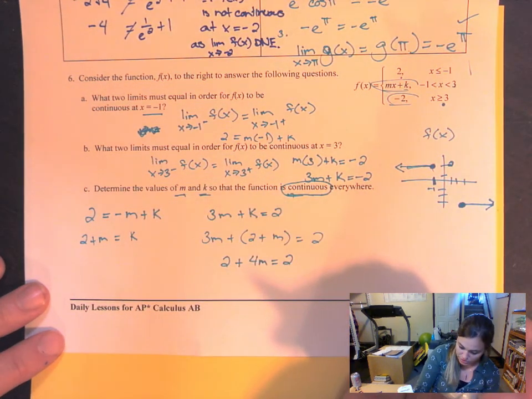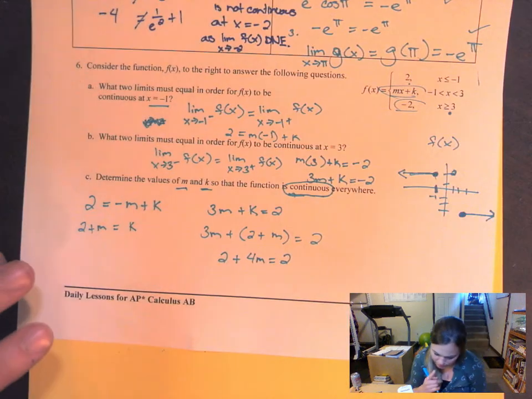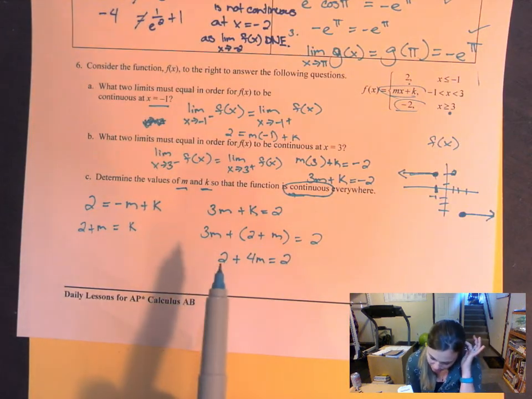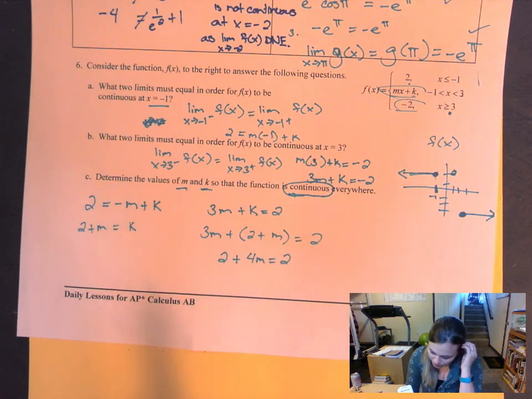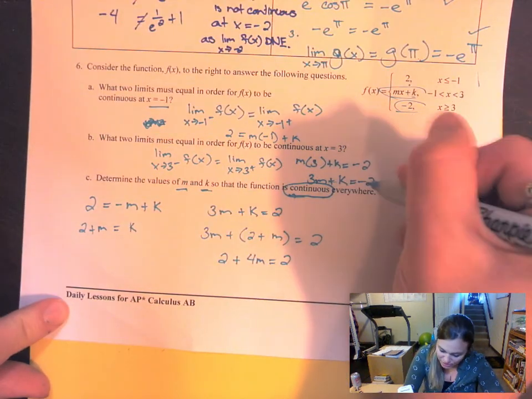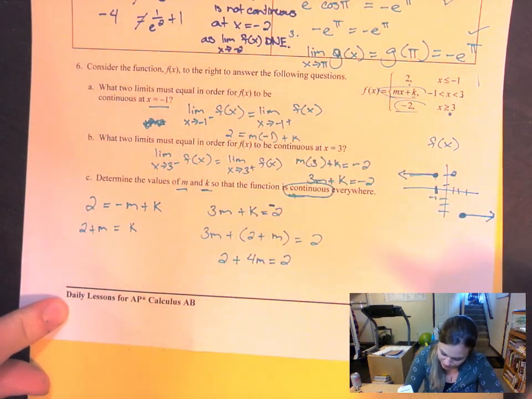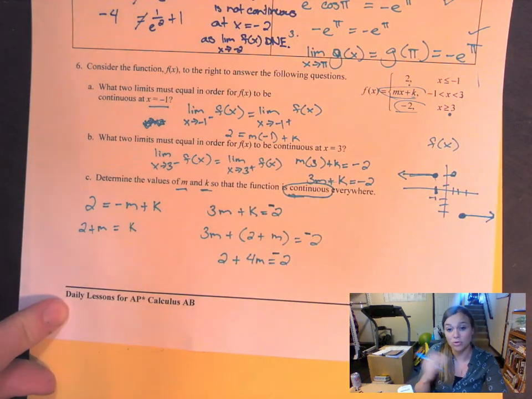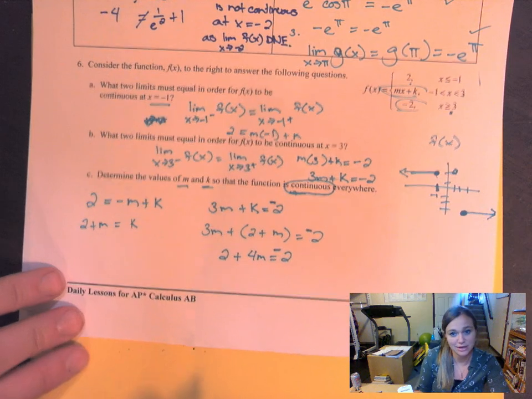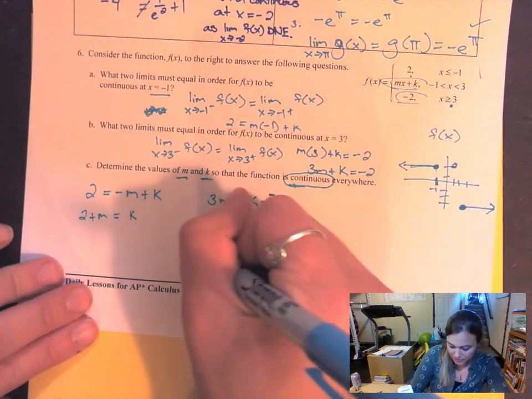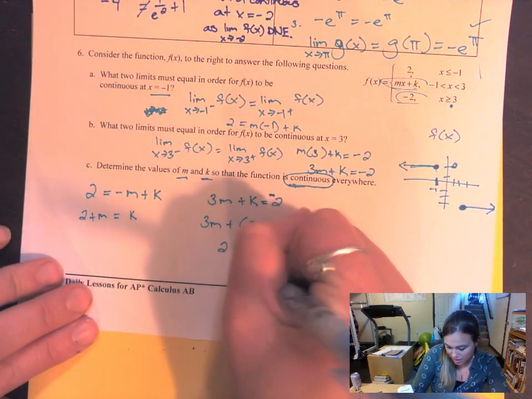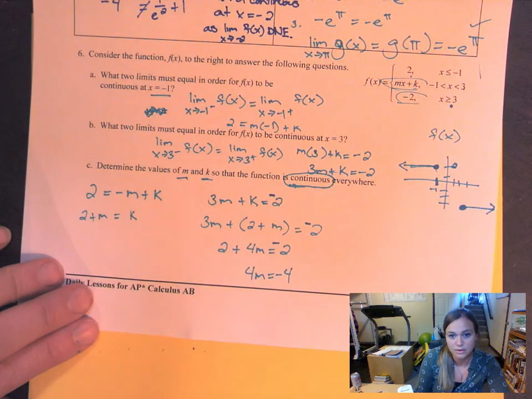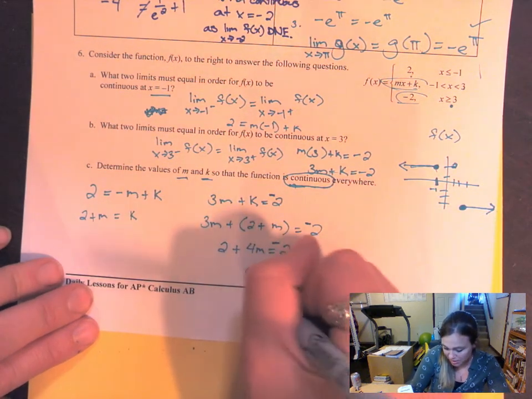I am going to make sure I didn't miss anything. Oh, haha, I did. 3m plus k was equal to negative 2. There we go. Lucky me, I had old me to look back to, and I just looked to see if I was getting the right answer, and so I recognized it quickly. Here, I'd subtract 2 on both sides. I get 4m is equal to negative 4. Divide both sides by 4. I get m is equal to negative 1.